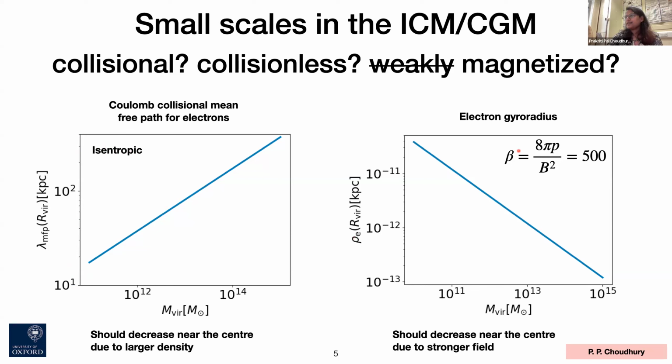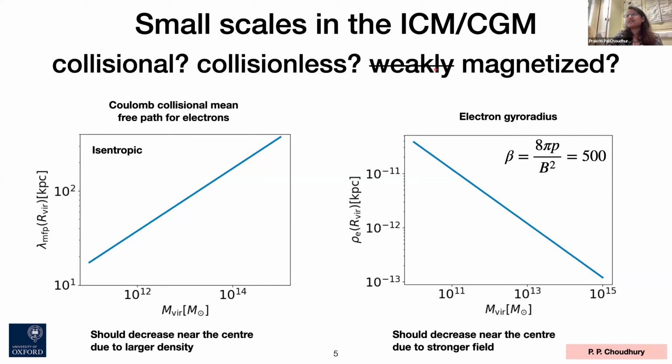On the right-hand side, we try to do the same thing for electron gyro radius, and of course, a lot is unknown about the magnetic field. But I just took a very large plasma beta, which is the ratio of the thermal energy to the magnetic energy. And if we instead use 1000, it will not change a lot. The main thing to look at is this whole range, which is of the order of 10 to the power 12 to 15 orders of magnitude smaller than lambda mean free path.